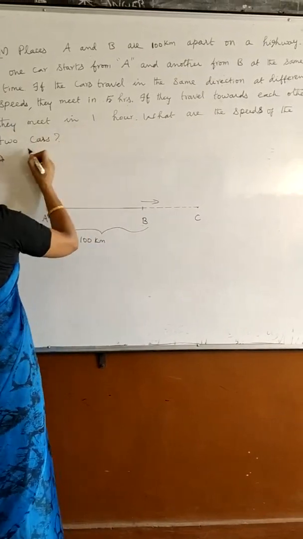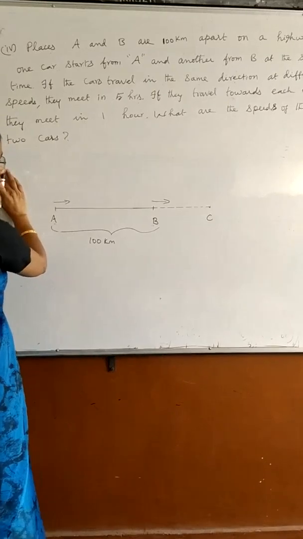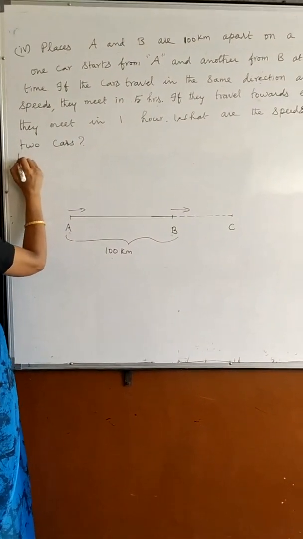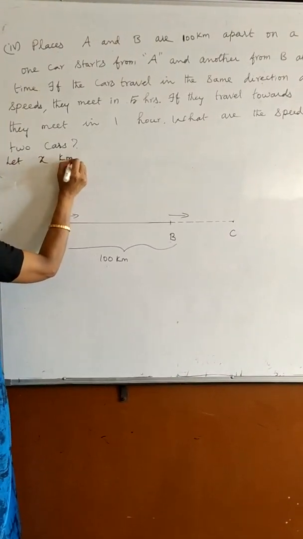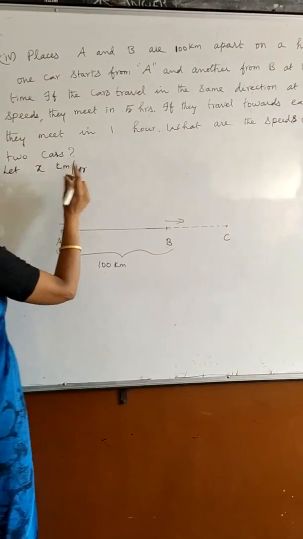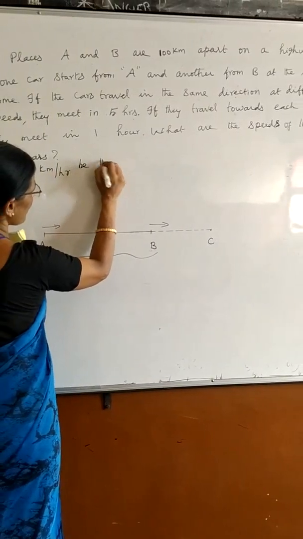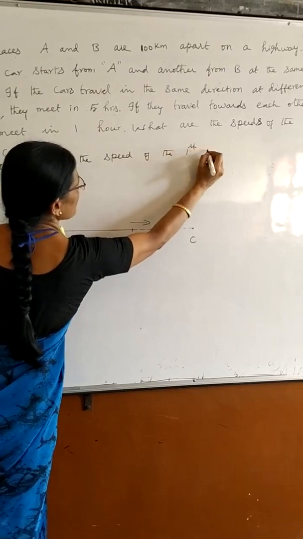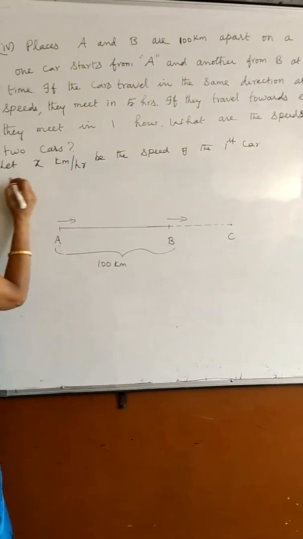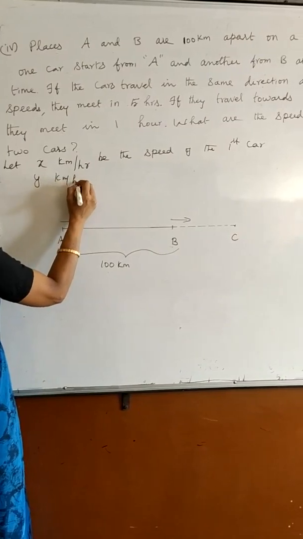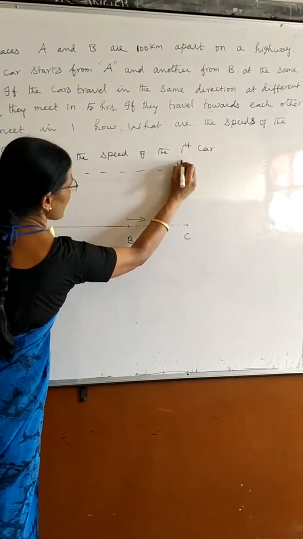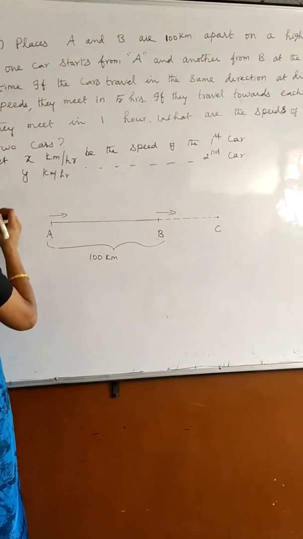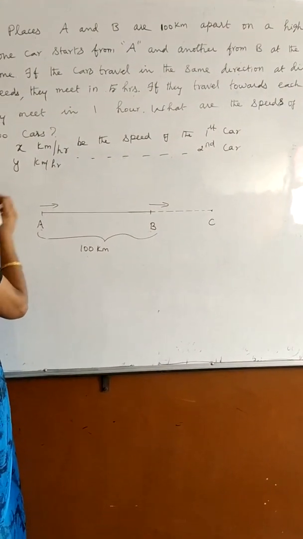What are the speeds of these two cars? Speed is asked here. So we are going to take the speeds of the first car and the second car as x and y. We know the unit of speed, let x kilometer per hour be the speed of the first car, and y kilometer per hour be the speed of the second car. We have studied a formula. Distance equal to what? Distance equal to speed into time.